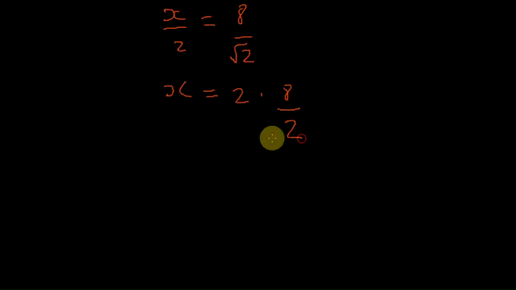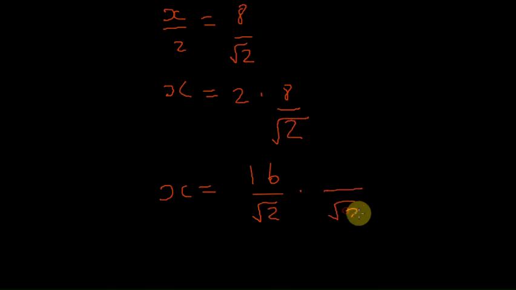Okay, so that's 16 over the square root of 2, and we don't like to see this on the bottom, so we'll multiply by square root of 2, top and bottom.